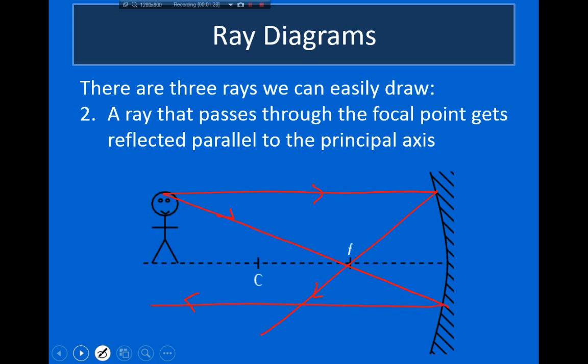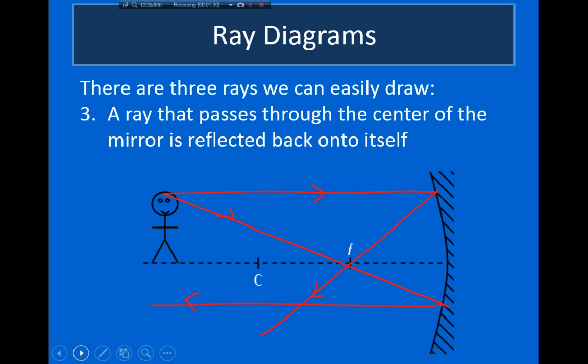And then the last ray is a little bit different than it is for a lens. So remember, for a lens we said that a ray that passed through the center of the lens just kept moving straight. Well, for a mirror it's a little bit different. A ray that passes through the center of this spherical cavity, when it hits the surface of the mirror, will be reflected right back on itself. So this ray that's passing through the center of the mirror will be reflected back on itself.